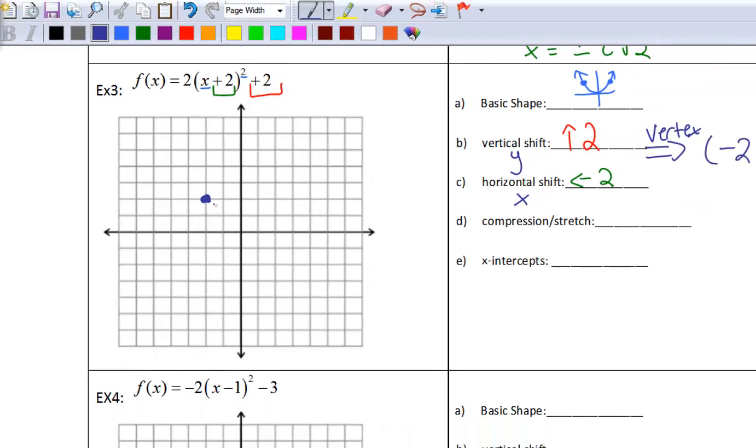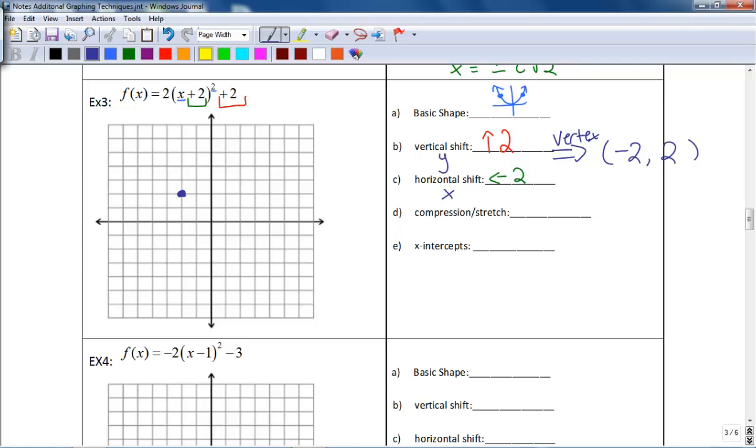Here's my vertex. Then I have to figure out, do I have a compression stretch? Is there a number that I'm multiplying the function by? Well, there is.